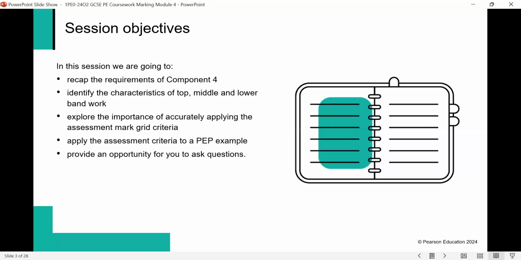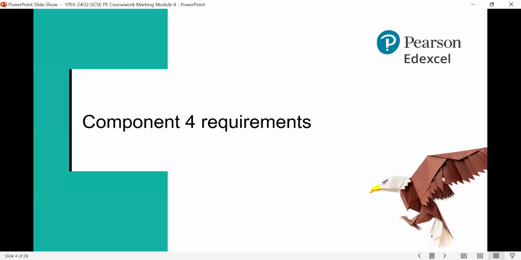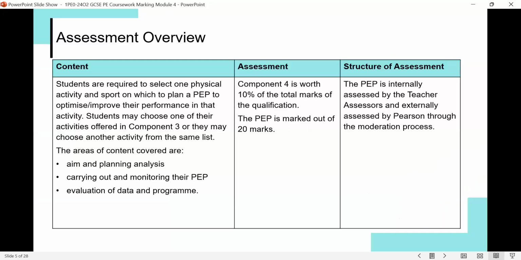So our session objectives today are to recap or introduce the requirements for component 4, also to identify the characteristics of top band work, apply the assessment criteria to an example, and provide the opportunity for you to ask as many questions as needed. To begin, let's remind ourselves of the assessment structure for GCSE PE Component 4, the Personal Exercise Program. Candidates are required to base their PEP on one of the 3 chosen practical activities or an activity from the activity list in the specification.